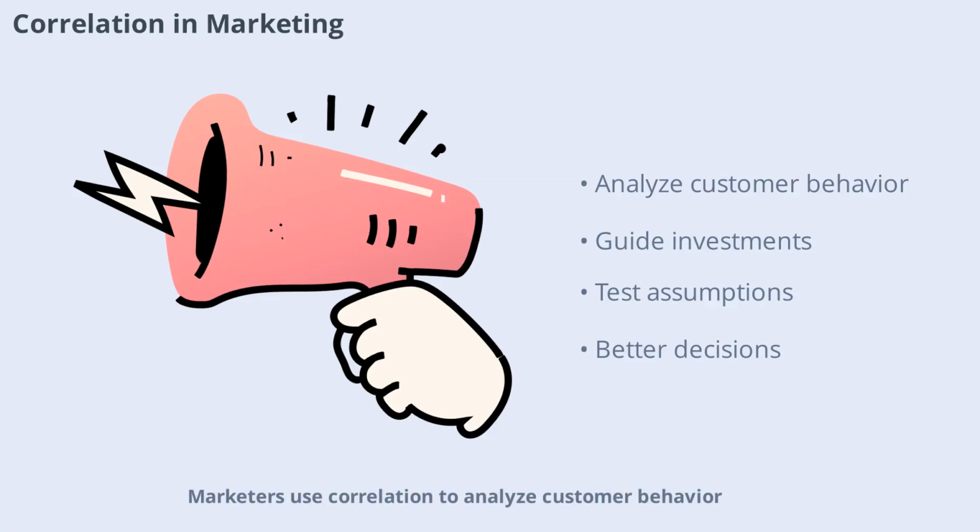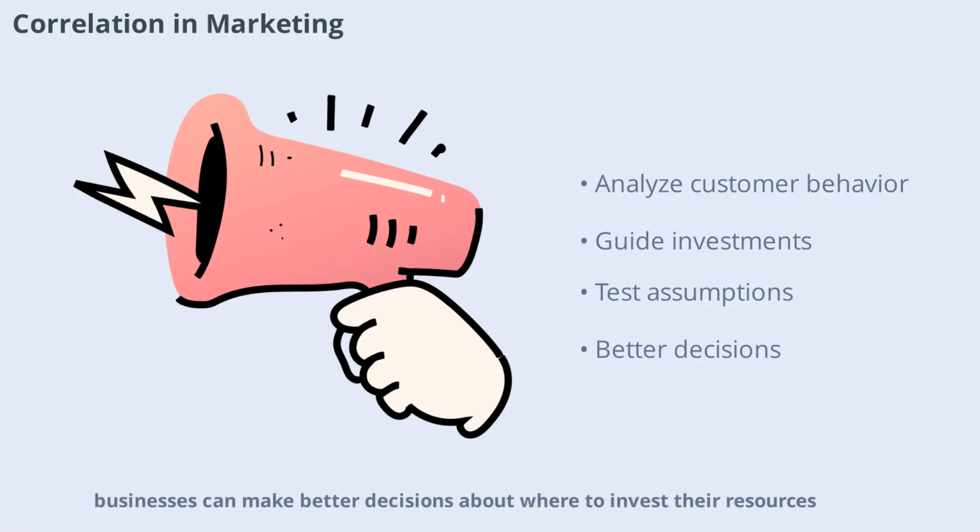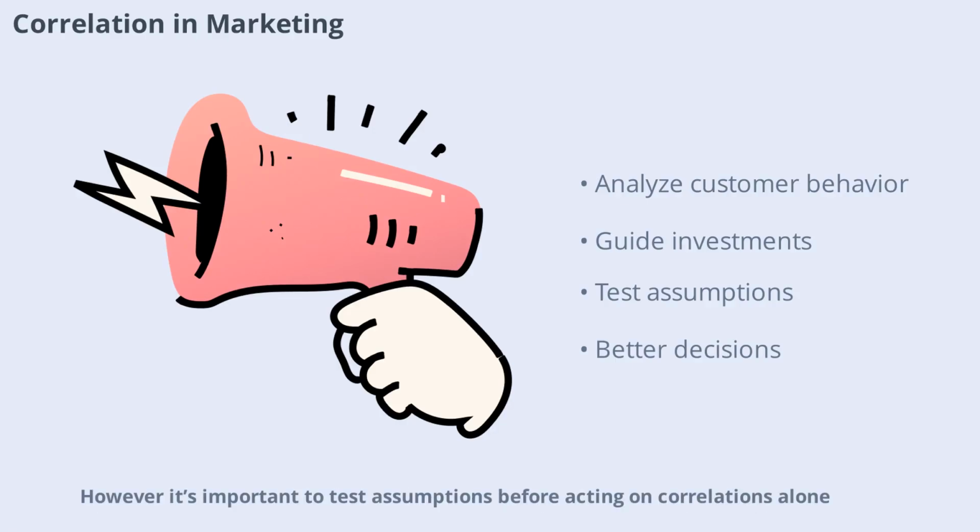Marketers use correlation to analyze customer behavior, such as the relationship between advertising spend and sales. By spotting these patterns, businesses can make better decisions about where to invest their resources. However, it's important to test assumptions before acting on correlations alone.